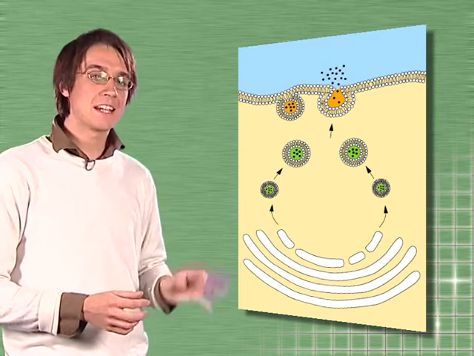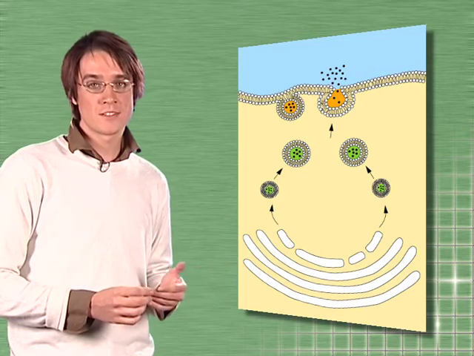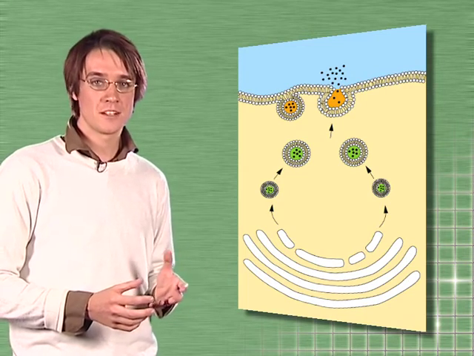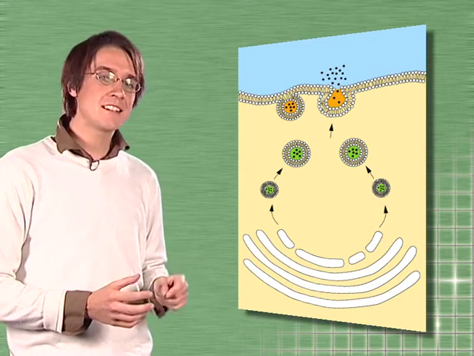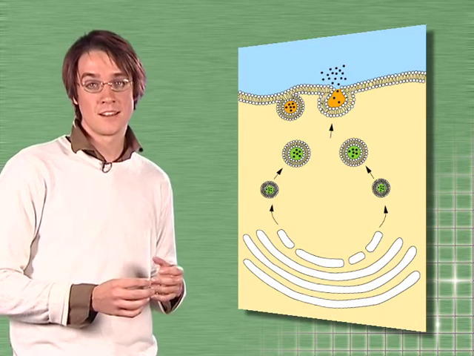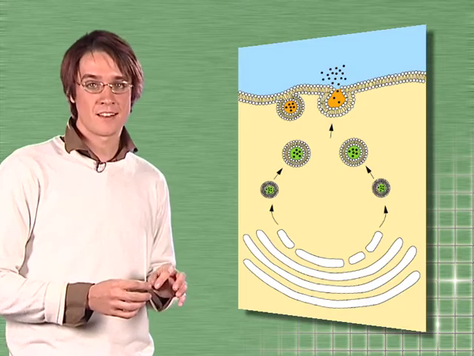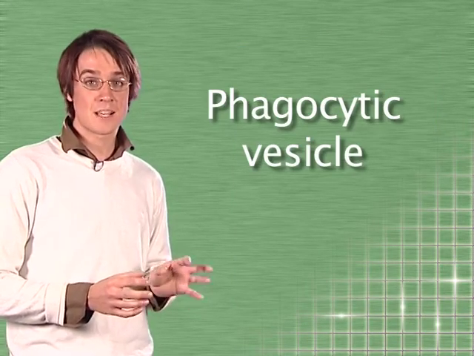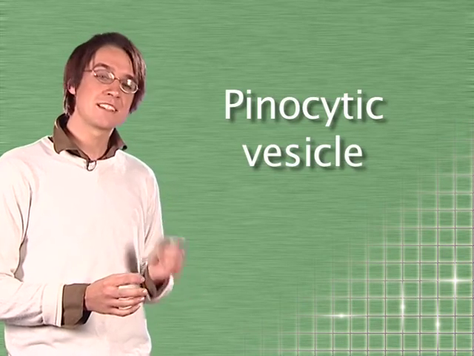The cell membrane invaginates, folds inwards to form a trough or depression, and the substance fits into the depression and is pinched off into a small vacuole or vesicle as the membrane fuses together. The vesicle is called a phagocytic vesicle if the substance inside it is solid, or a pinocytic vesicle if the substance inside it is liquid.